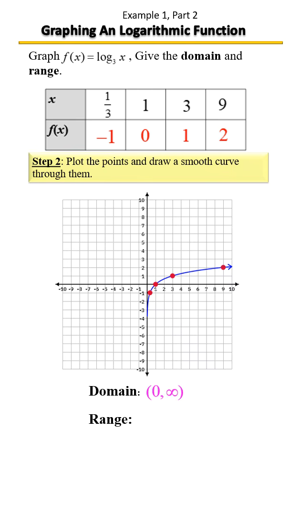Next, our range, how high and how low the graph goes. Well, you have arrows on each end, so it's going to go forever up and forever down. So our range is from negative infinity to positive infinity.